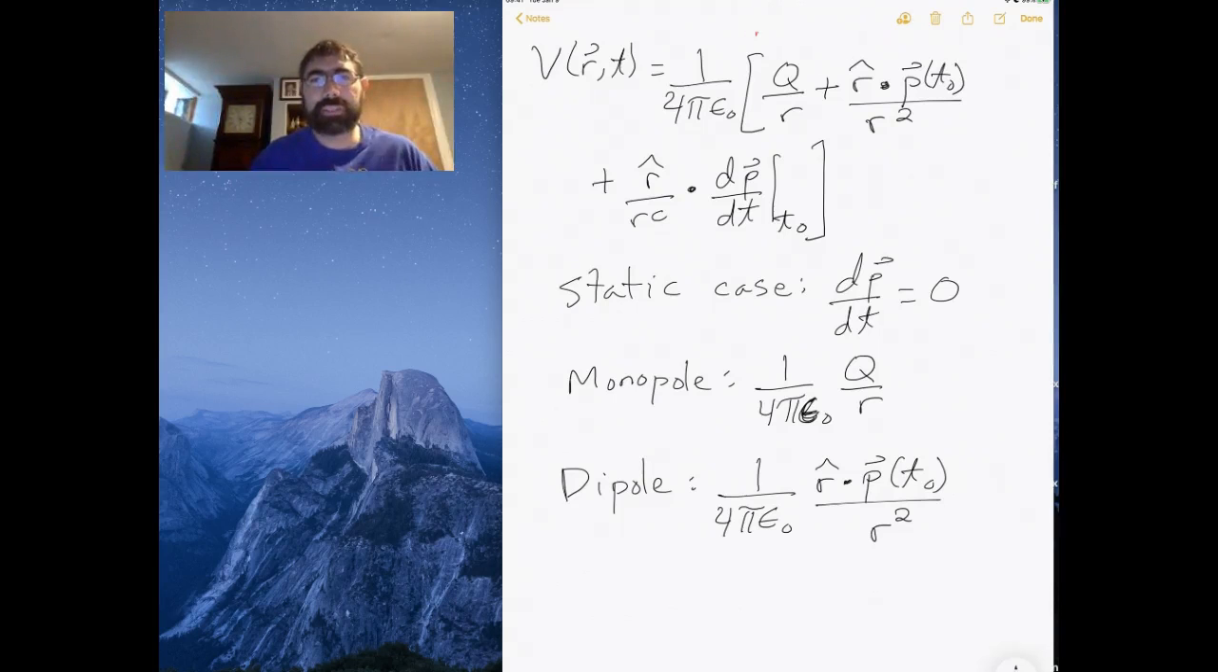So what we're going to do in the next lecture, part 2, is to now consider the vector potential, A. And once we get the vector potential A, then we can take the electric potential and the magnetic potential, and find out what the electric field and the magnetic field are for this kind of radiation.